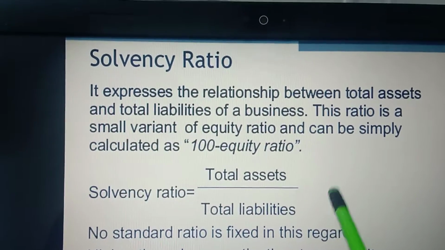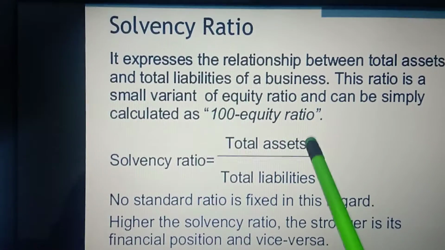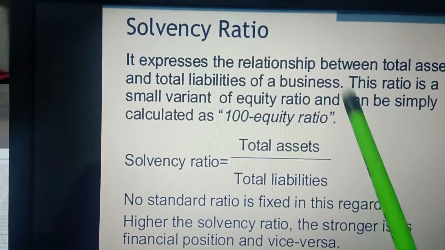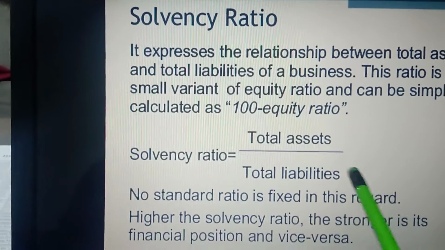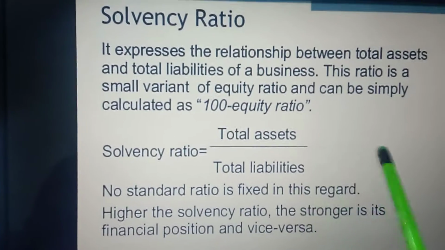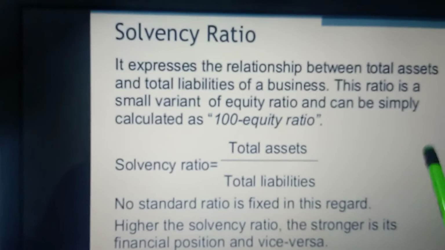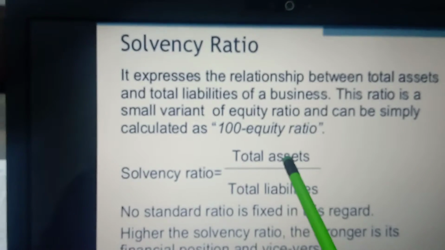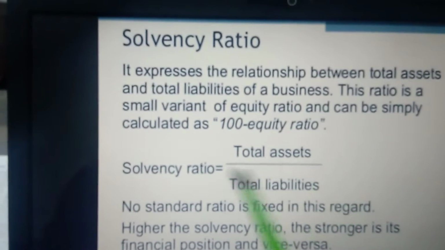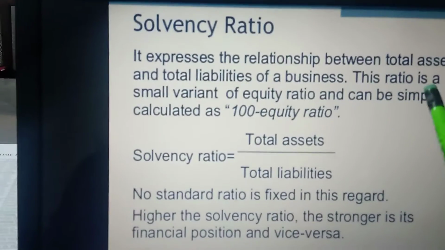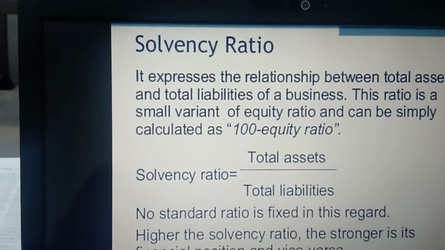So you can say total outside liabilities would be divided by the total assets, or somewhere it is also given as total assets upon total liabilities. This ratio highlights the long-term solvency of a concern. If total assets are more than the total outside liabilities, the concern is treated as strong from the view of long-term solvency.